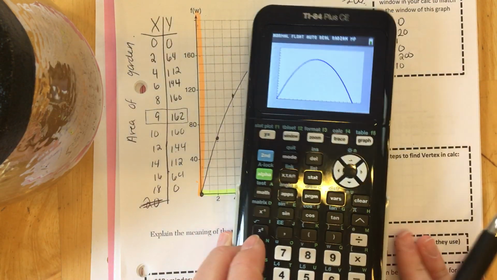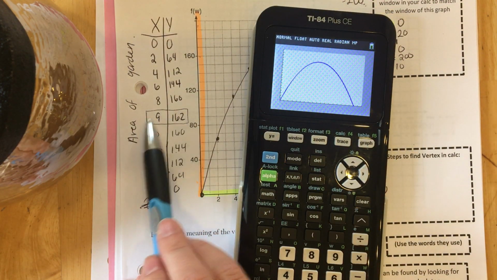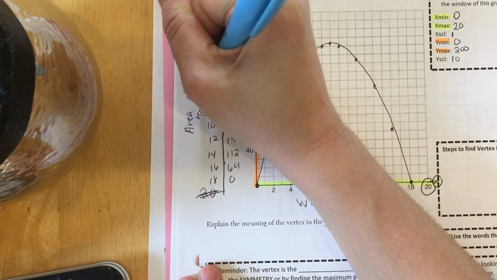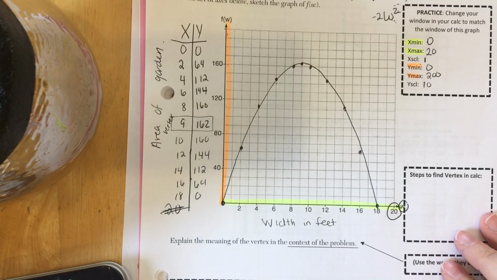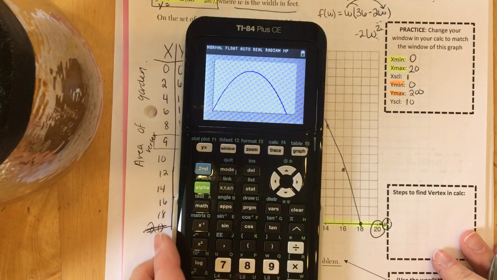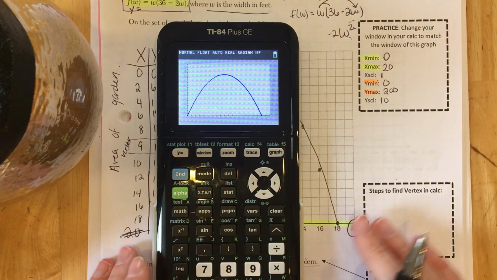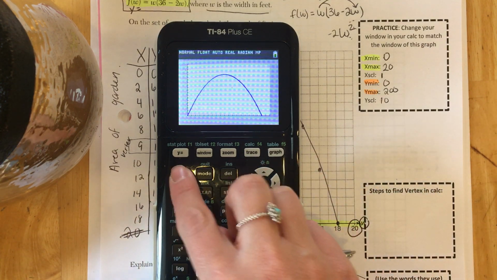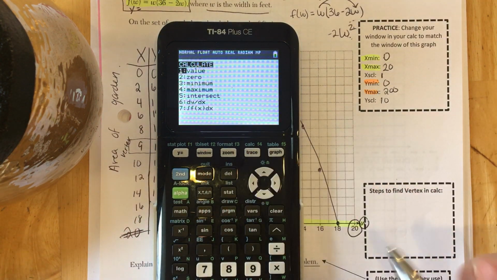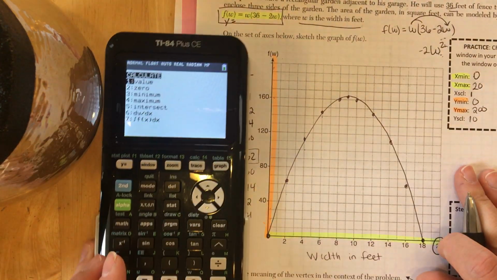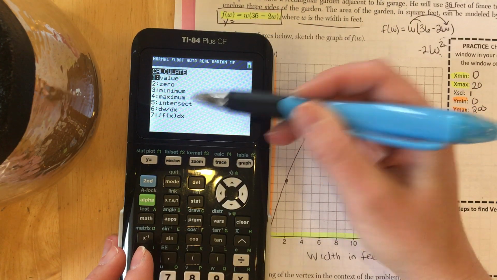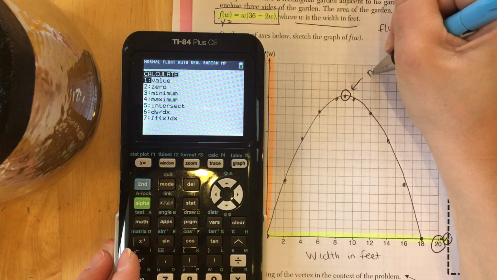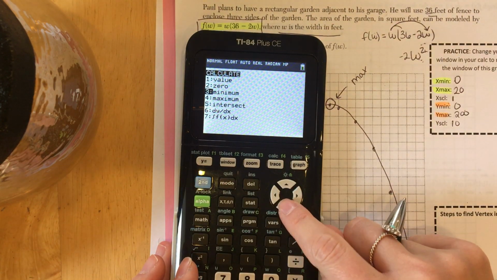Now I know what my vertex is, I've found it already. It's this middle point, right? That's my vertex. But just in case it wasn't in my table, the way to find it in your calculator is you hit the second button and hit your trace button. Second, trace. This vertex, remember vertexes can be minimums or maximums. Since this one is at the top, it's your max point, okay? So you're gonna go to max.